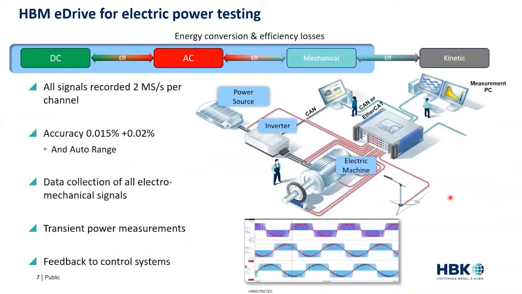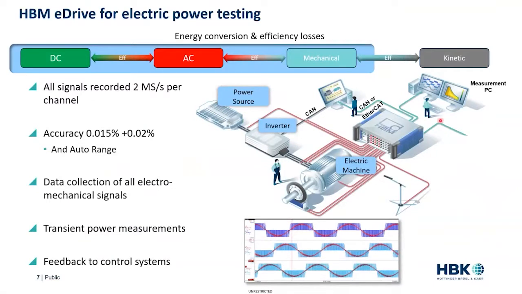So I'd say the eDrive system is a fantastic piece of kit. It's a really high-speed data acquisition and analysis package. It can record data up to 2 megasamples per channel. It's really accurate. It's got auto ranging on those to make it easier to work with as well. And it can collect all of the electro and mechanical signals in one.